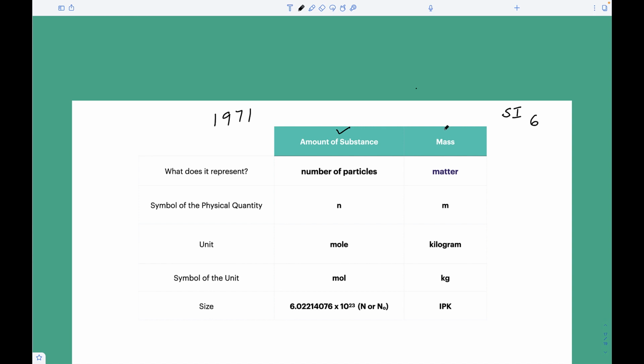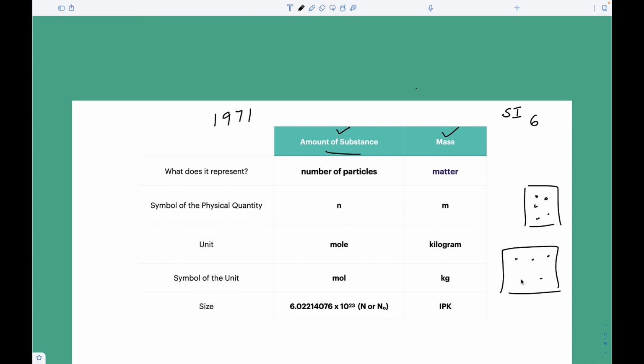Now, what is the purpose of the physical quantity mass? It represents the amount of matter, right? If there is more matter, there is more mass. If there is less matter, there is less mass. Similarly, the fundamental physical quantity amount of substance represents the number of particles present in the substance.